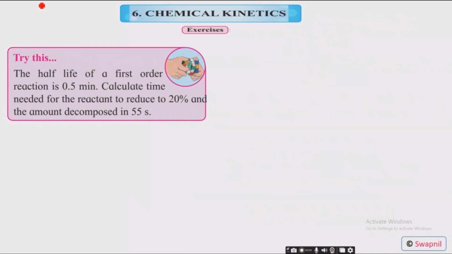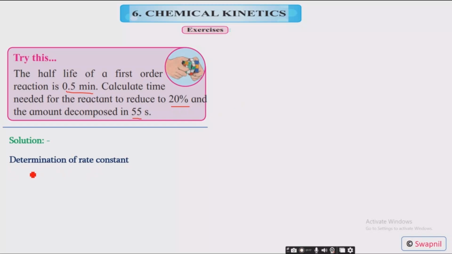आज हम देखेंगे वन इंस्टेंट क्वेश्चन। सो क्वेश्चन इज: the half life of a first order reaction is 0.5 minute. Calculate time needed for the reactant to reduce to 20% and the amount decomposed in 55 seconds. So in this question there are two sub questions. So let's start. Solution. First we have to determine the rate constant of the reaction.